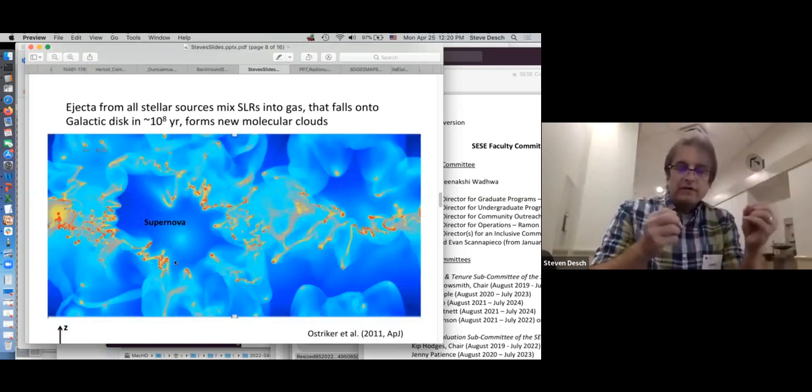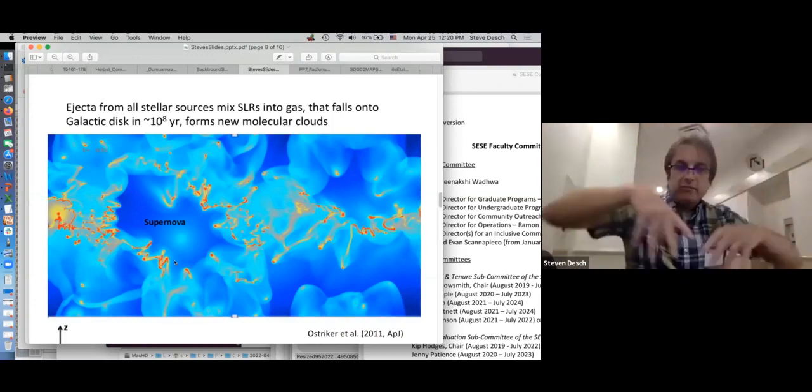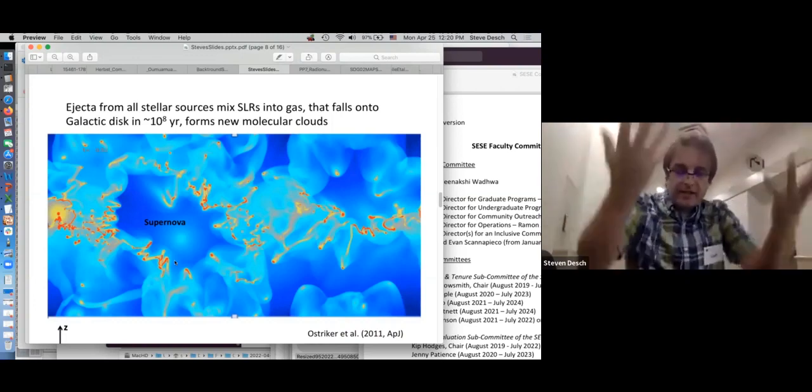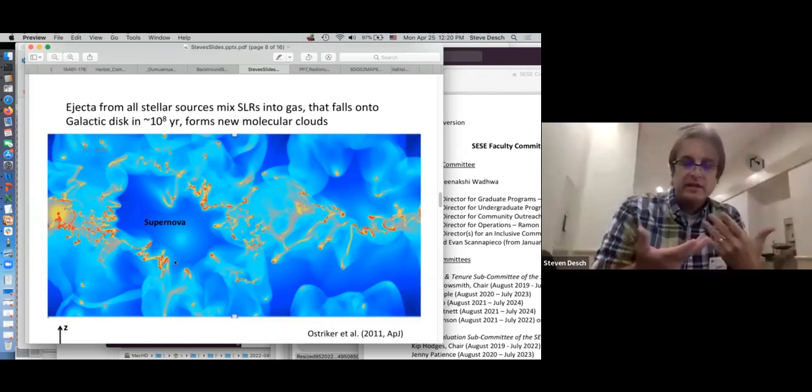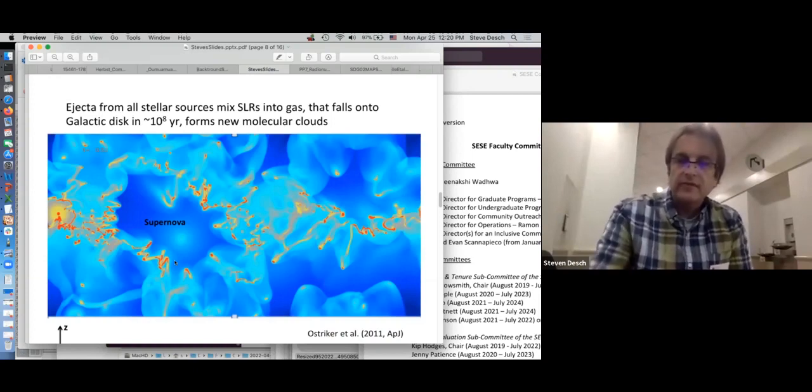When you have all these explosions going on, there's a nice animation on Eva Stryker's webpage showing how you have supernovas going off and it's like popcorn, and the material goes up and it falls back down onto the galaxy. All this gas is mixing, and in spiral arms, it mixes very effectively on timescales of like 10 to the 8 years or so. So check out that animation if you go to her website.